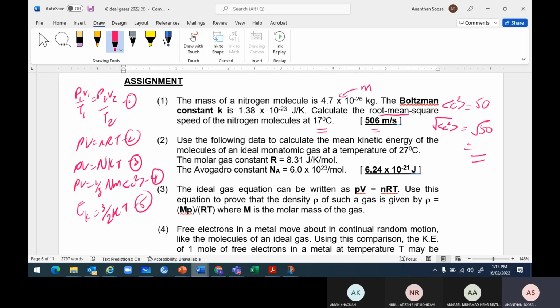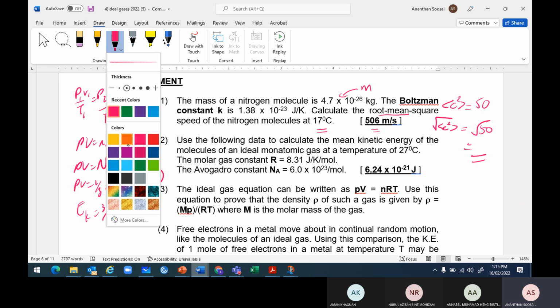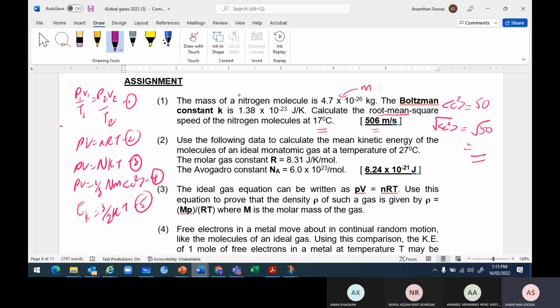So which formula do you think is useful? You need to find the root mean square speed. You need to get the kinetic energy first, right? So which formula? Number 5, right? Those who thought about 5 are good. Equation 5 is to be used. Find the kinetic energy of the particle first.